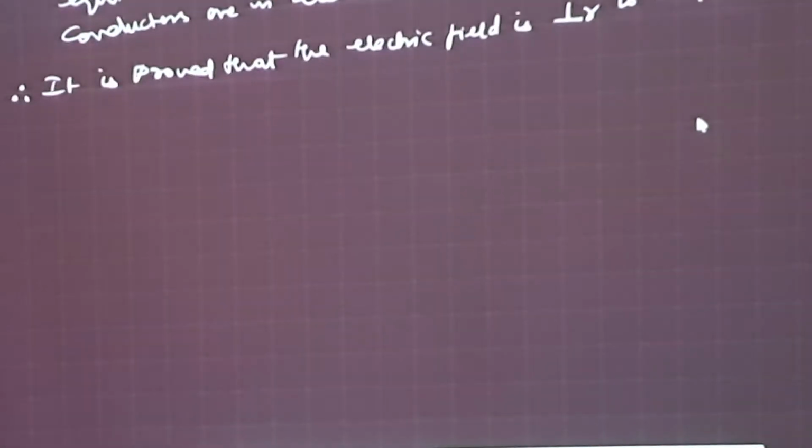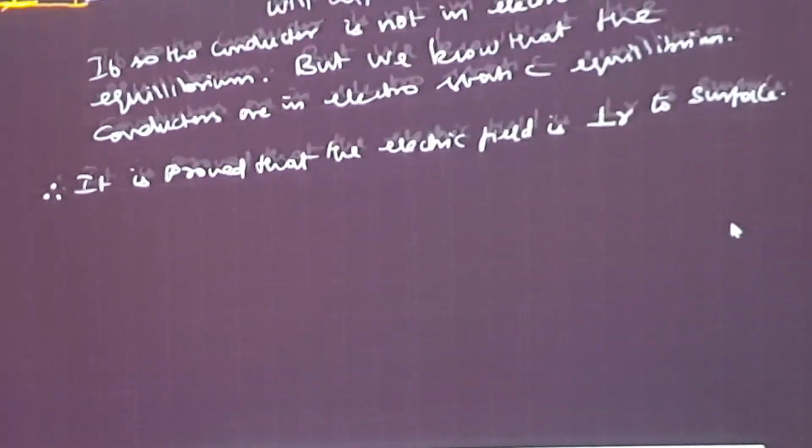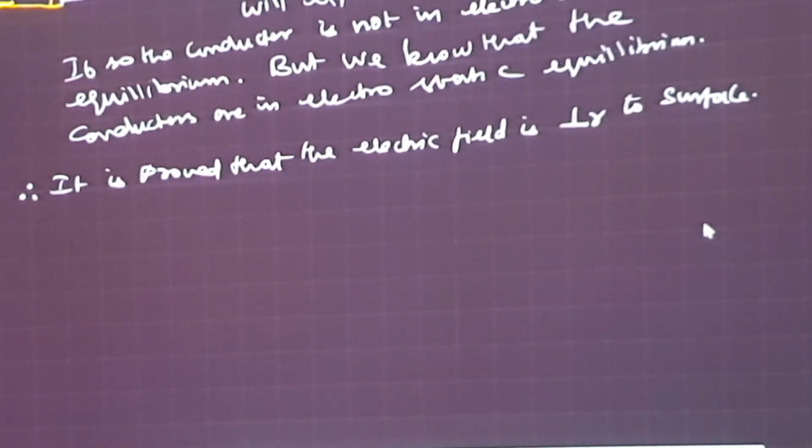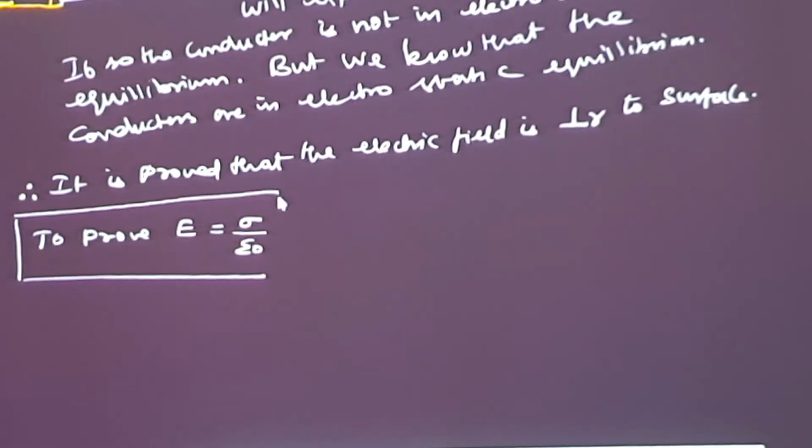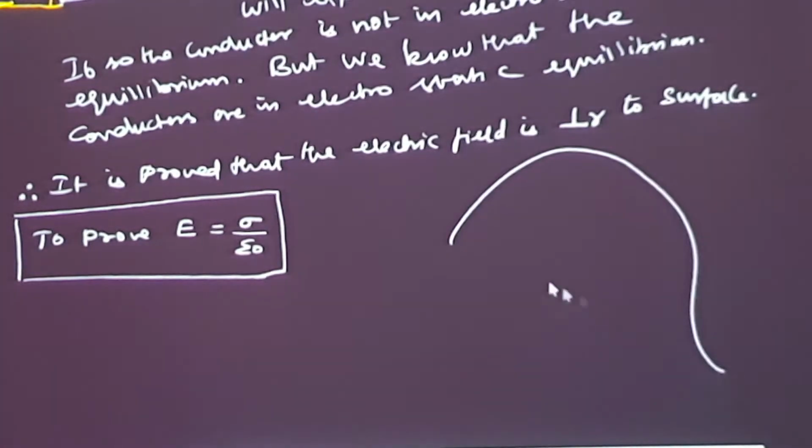In order to prove the second part, that is, the magnitude of the electrical field E equal to sigma by epsilon 0, how can I prove this? In order to prove this, I am going to consider a closed surface.